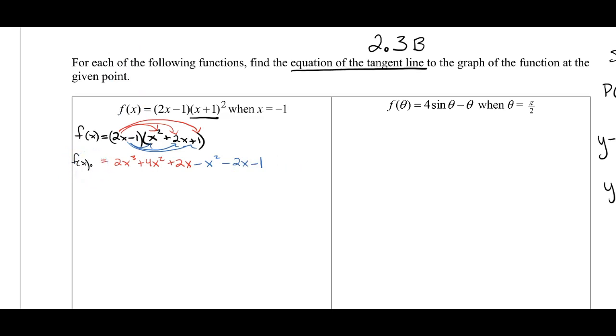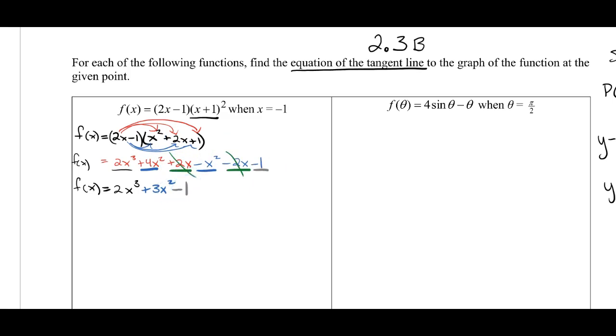I could take the derivative at this point, but I would rather combine my like terms first, simplify this, make it less work for me in the long run. Only one x cubed term here, x squared terms here and here for 3x squared. The x terms here and here actually cancel out entirely, and one lone negative 1 is left at the end.